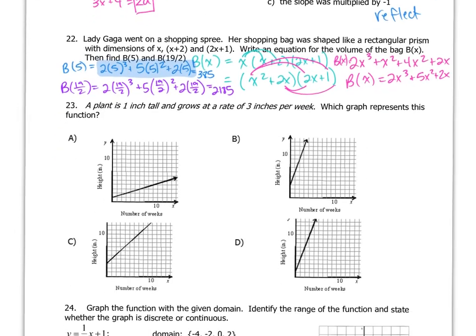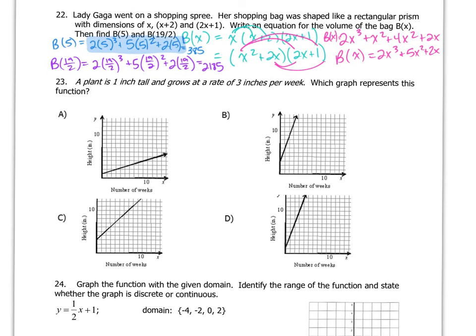On the next one, it says a plant is 1 inch tall and grows at a rate of 3 inches per week. What graph represents this function? So if it's 1 inch tall, that's its starting point. That has to be your y-intercept. So it should start at a 1. That starts at 1. That does not start at 1. I think that one starts at 1. I'm going to give it the benefit of the doubt. And this one definitely does not start at 1.